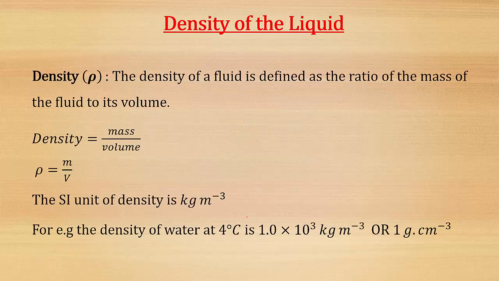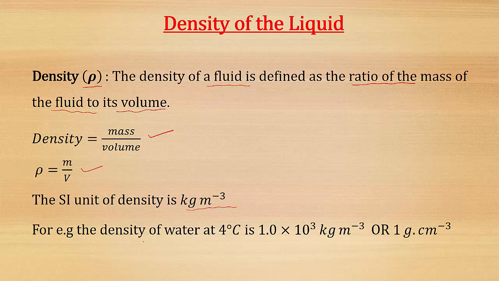Then next term, density of the liquid. So what is density? Density is generally denoted by the symbol rho. The density of a fluid is defined as the ratio of mass of fluid to its volume. Generally we say that mass per unit volume is called density, but now it is related to fluid. The ratio of mass of the fluid to its volume is given by the expression rho equals m divided by V. And the SI unit is kg per meter cube.